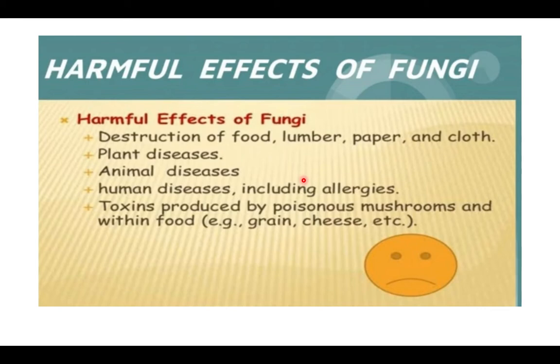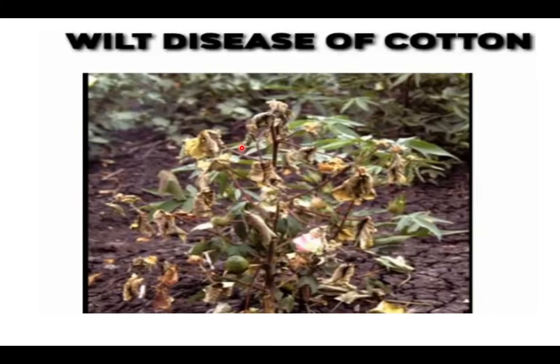Next, harmful effects of fungi. Fungi can produce various diseases. They may affect plants as well as animals, and also human beings. Harmful effects include destruction of food, lumber, paper and cloth, plant diseases, animal diseases, human diseases including allergies, and toxins, which means poison, produced by poisonous mushrooms and within food, for example grain, cheese, etc. So these are all the harmful effects of fungi.